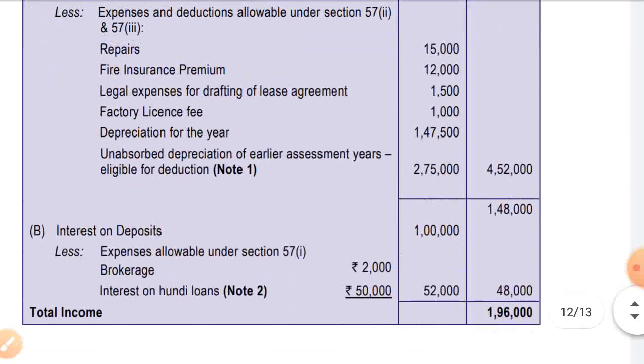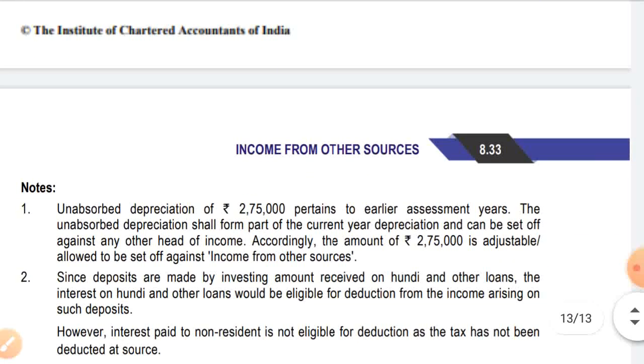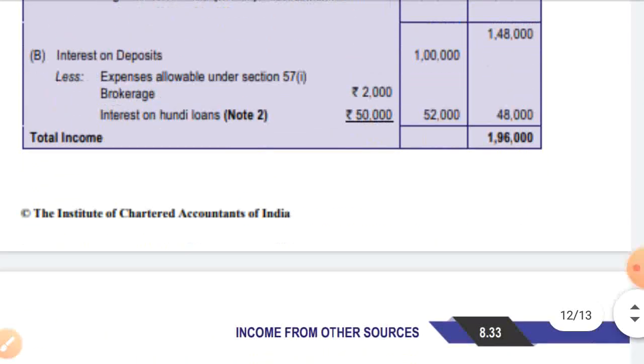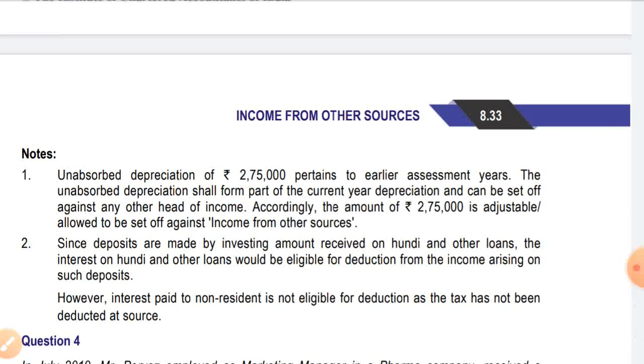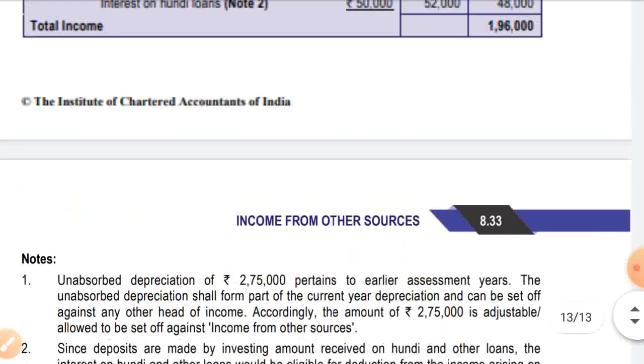So let's see what note 1 says. Unabsorbed depreciation of rupees 2,75,000 pertains to earlier assessment years, as it is given in the question, assessment years 18-19 and 19-20. The unabsorbed depreciation shall form part of the current year depreciation and can be set off against any other heads of income. Accordingly, the amount of 2,75,000 is allowed to be set off against income from other sources. So it has been allowed.